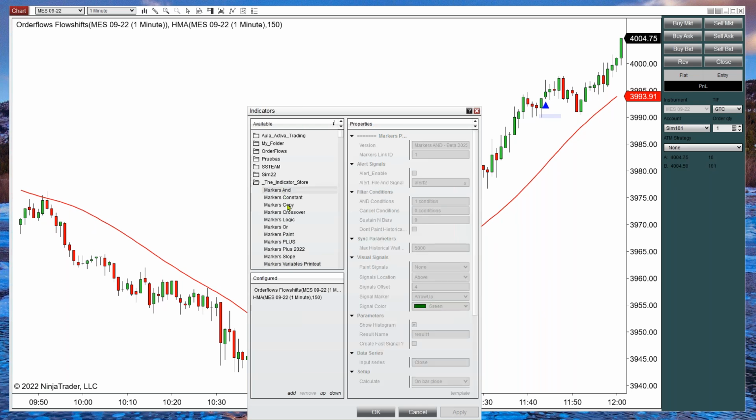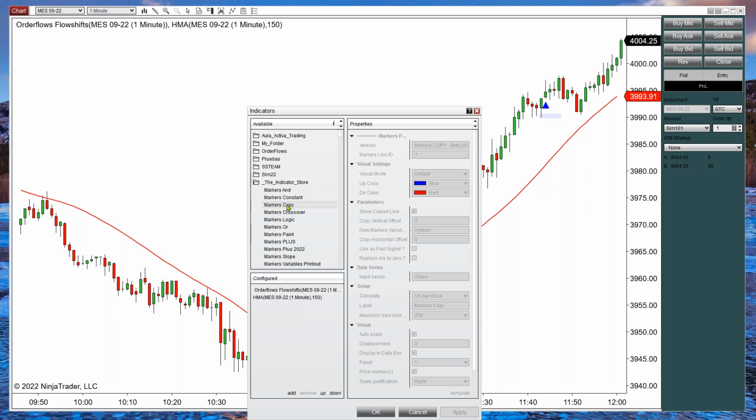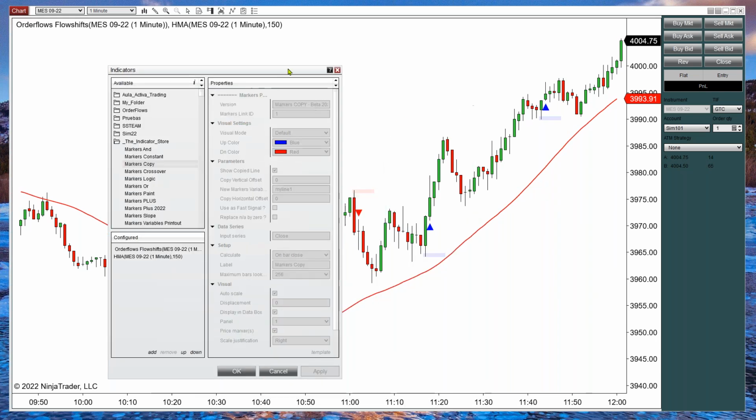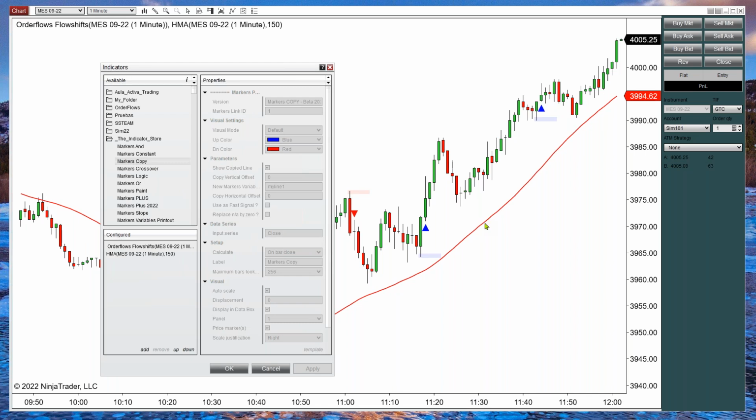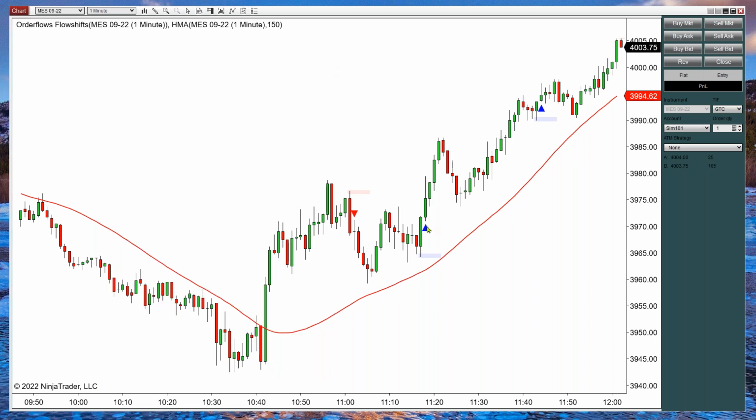The most important tool is Markers Copy. With Markers Copy, we just assign a variable name to any of the lines or plots that you have on the chart. For example, this is the order flow shift. This indicator has two plots, buy signal and sell signal. Usually they have none available when they are not printed, and now it has a value. That value, 3970.50, is the price where this triangle is printed.